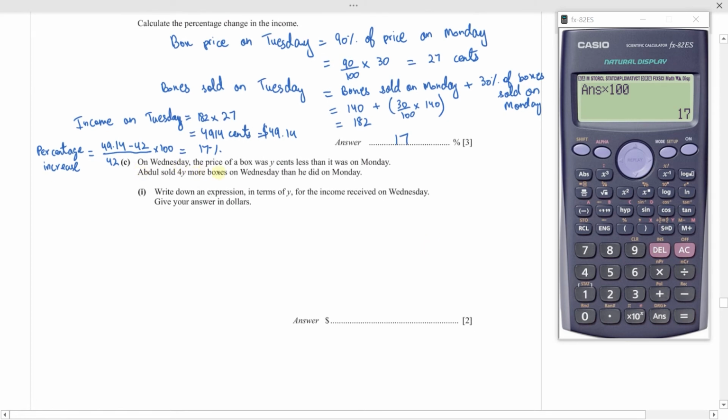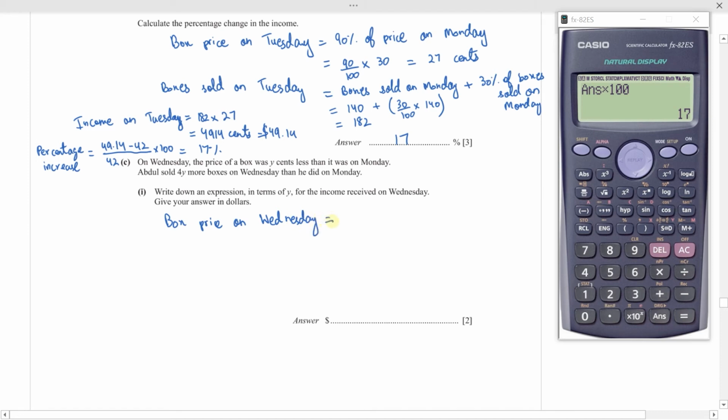Part C is, on Wednesday, the price of a box was Y cents less than it was on Monday. Abdul sold 4Y more boxes on Wednesday than he did on Monday. Write down an expression in terms of Y for the income received on Wednesday. Give your answer in dollars. So to find the income on Wednesday, again, we need to calculate the box price and the number of boxes sold.